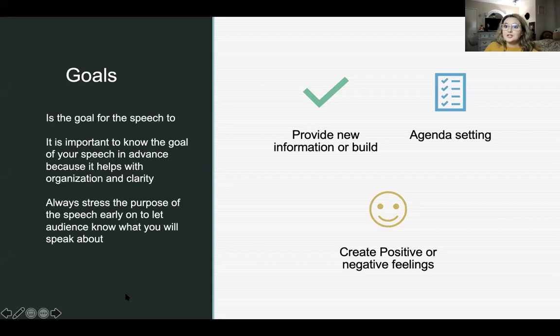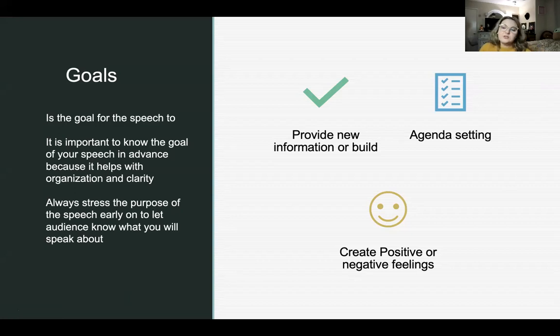Goals. You always want to make sure you start with a goal. The goal for your speech is very important because it helps us organize and make sure things are clear. You always want to make sure you stress the purpose of your speech early on to let the audience know what you'll be speaking about.